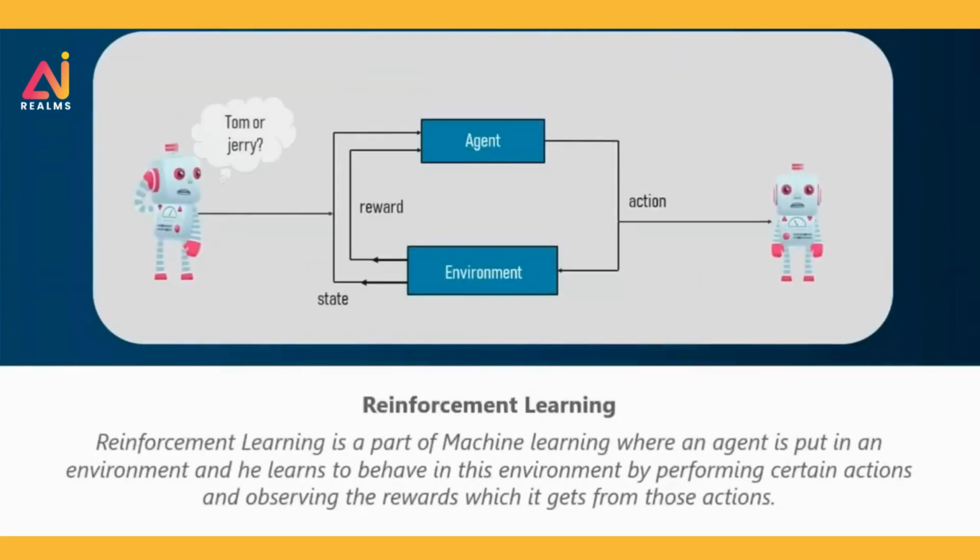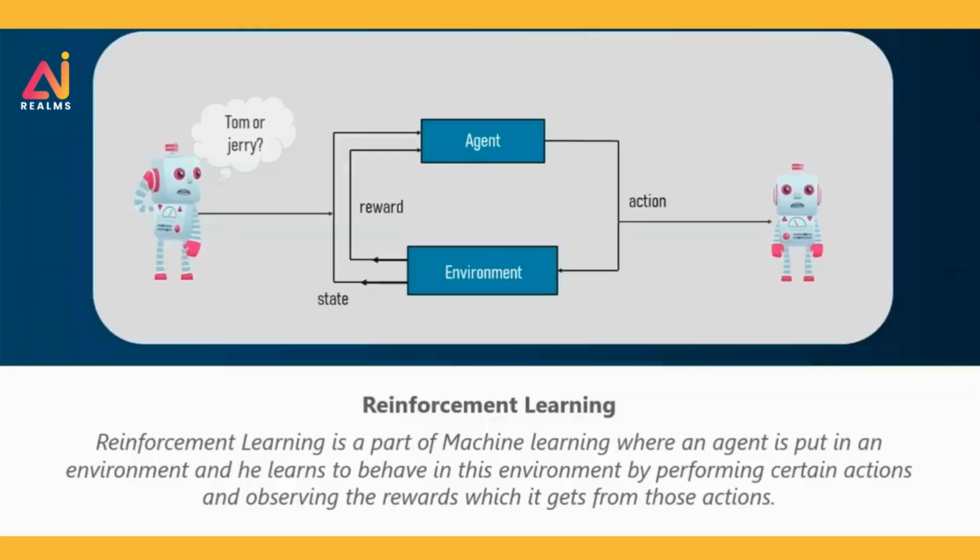All right, now let's move on and look at the last type of machine learning, which is reinforcement learning. Reinforcement learning is quite different when compared to supervised and unsupervised learning, right? What exactly is reinforcement learning? It is a part of machine learning where an agent is put in an environment and he learns to behave in this environment by performing certain actions and observing the reward which it gets from those actions.